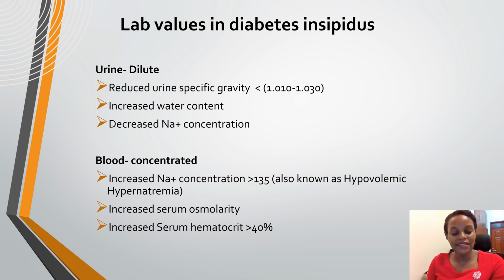For the blood, it will remain concentrated because we are literally getting every fluid from the body to pass out as urine. So there will be increased sodium concentration, also known as hypovolemic hypernatremia. The sodium concentration may not be so much affected, but because the volume that is supposed to maintain a balance is being passed out, we end up with hypovolemia, which means reduced volume. However, it is more concentrated with sodium than usual, which is the hypernatremia. The serum osmolarity will be highly increased, and also the serum hematocrit will be greater than normal.